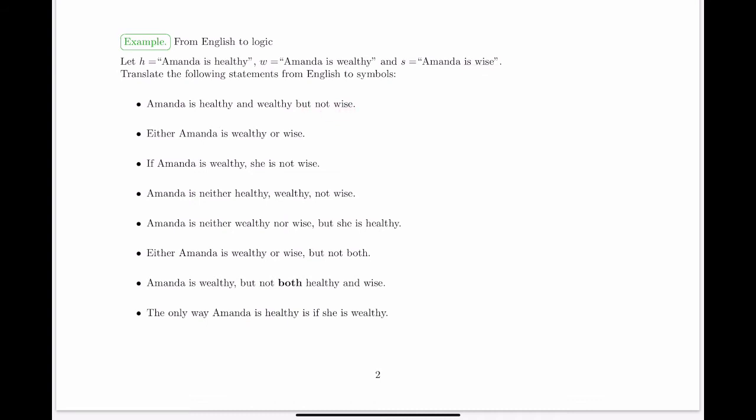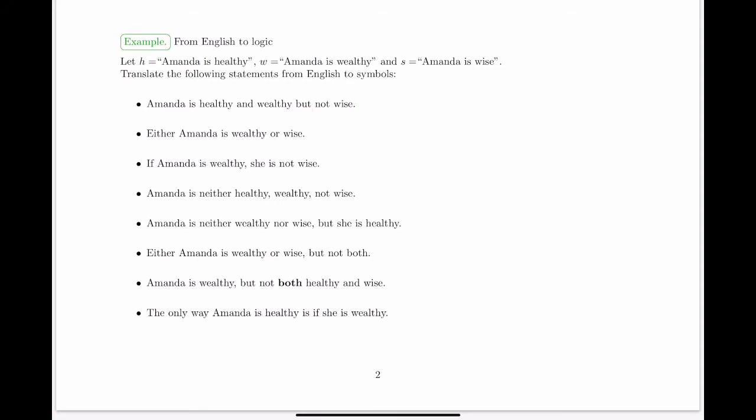The interesting word here that we have not encountered before is "but". So how are we going to deal with that? We don't have a connective for "but". We have "and", which is the conjunction. We have "or", which is the disjunction, but we have nothing for "but".